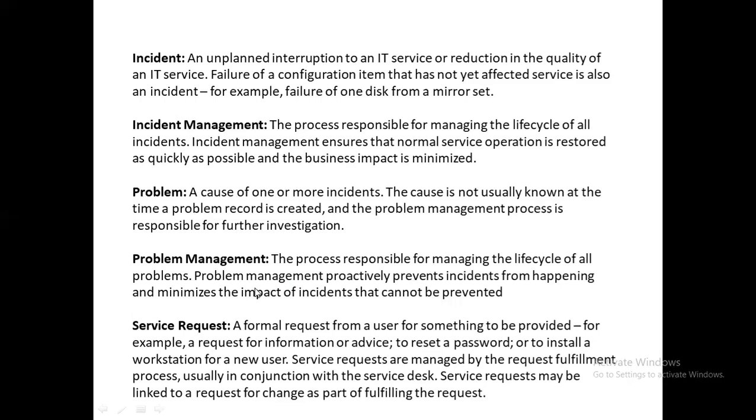Now, I'll tell you something very important which you have to keep in mind, because this is where most people get confused. Let me make you understand this. A problem is always the cause of one or more incidents, which means there is already a problem because of which you have an incident. But you are not aware of the problem unless you have seen an incident. For example, let me explain this part to you, right?